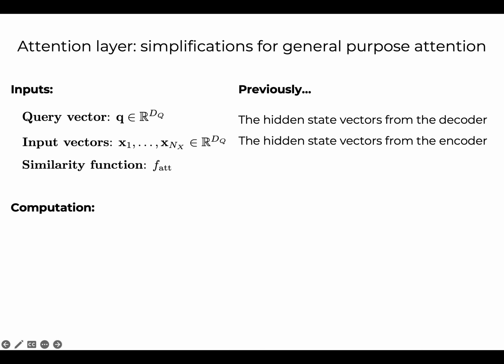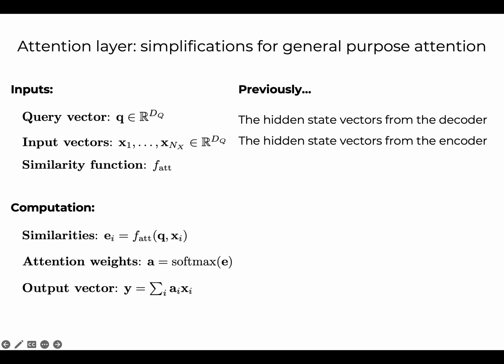And the computation for using this attention mechanism was first we compute similarities, so we compare the query vector against each of the input vectors using this similarity function. That gets us the similarity scores. We normalize them to attention weights using the softmax function, and then we compute the output of this process by using those attention weights to combine the input vectors to give us our final output.